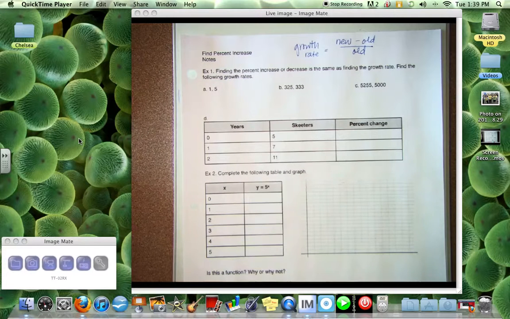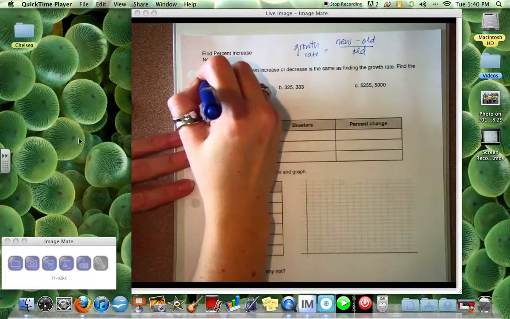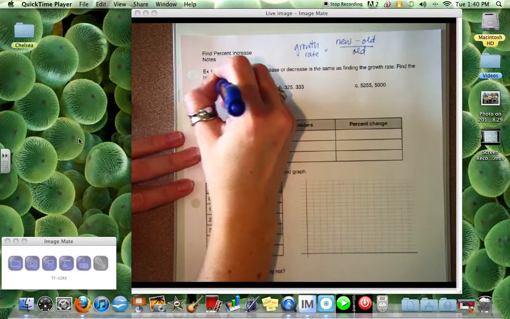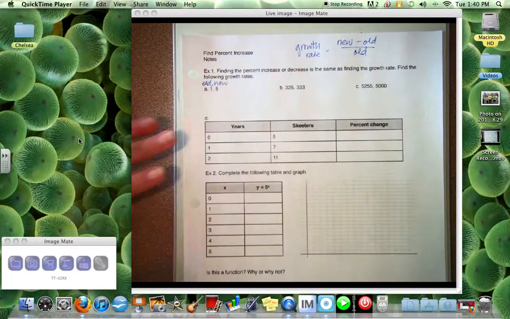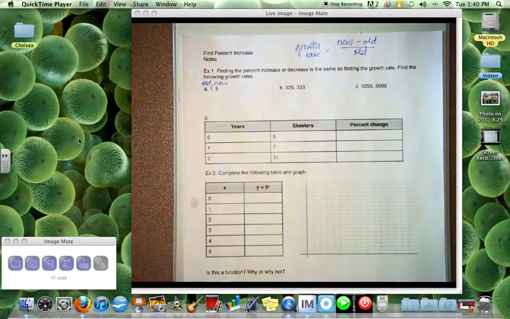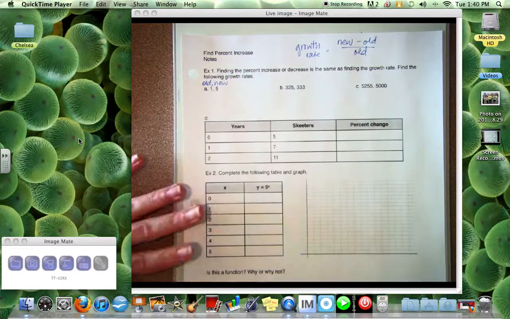Sometimes we'll be looking at values of a car, an art piece, a bank account. But right now we're just looking at skeeters and their populations. So when things are given to you in a list, this first one would be the old and the second one would be the new. Would the old always go first? Yes.